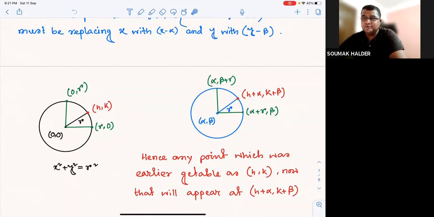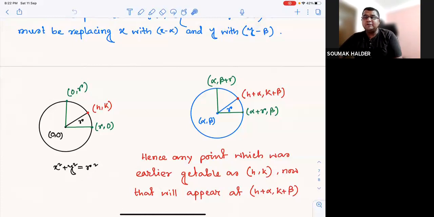So as far as the new coordinates are concerned, we will add alpha to the abscissa part and we will add beta to the ordinate part, irrespective of whether alpha or beta is positive or negative. Okay? So that's what we get through parallel shift. And accordingly, if we get the properties for this circle in its simplest form, x square plus y square is equals to r square, it will be lesser algebraic calculation.